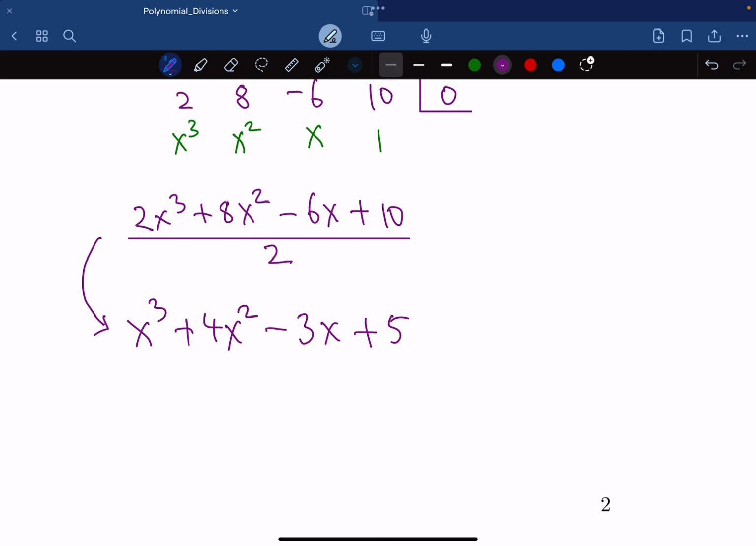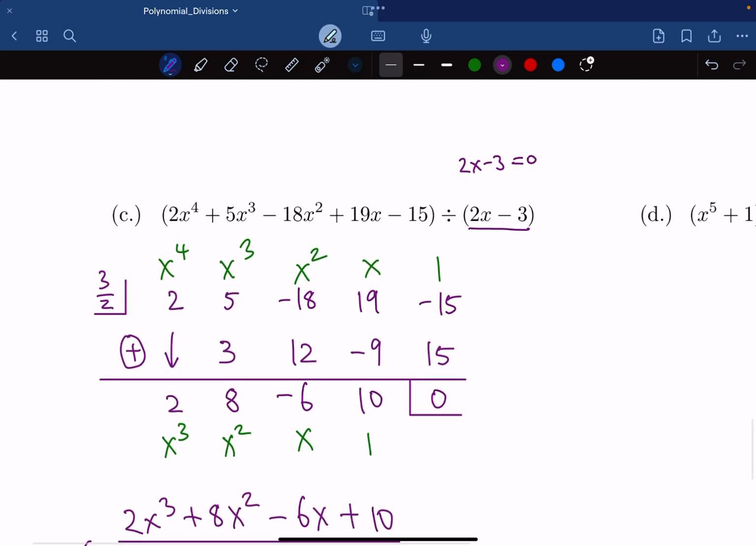So what is going on here? Well, it turns out that the way we set up our synthetic division, we did not actually do this division. Instead, we divided the dividend by this polynomial, x minus 3 over 2. But we can see that that is not the polynomial from the question. In fact, it is exactly half as big.